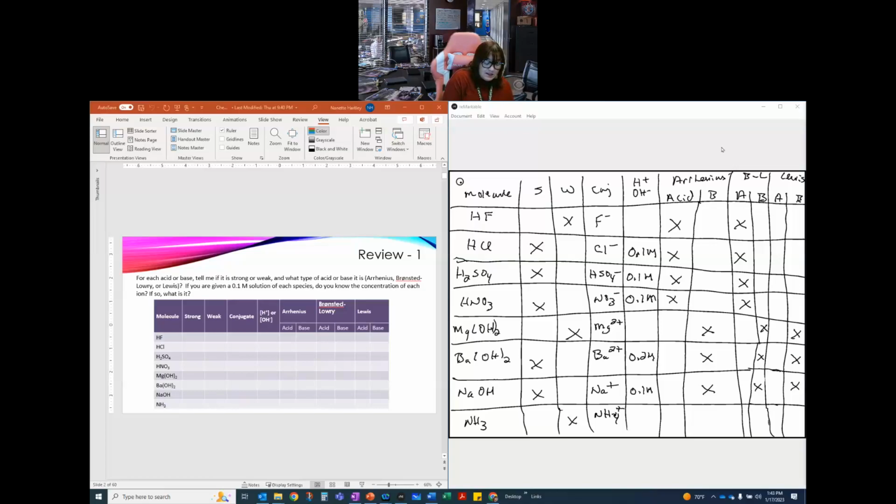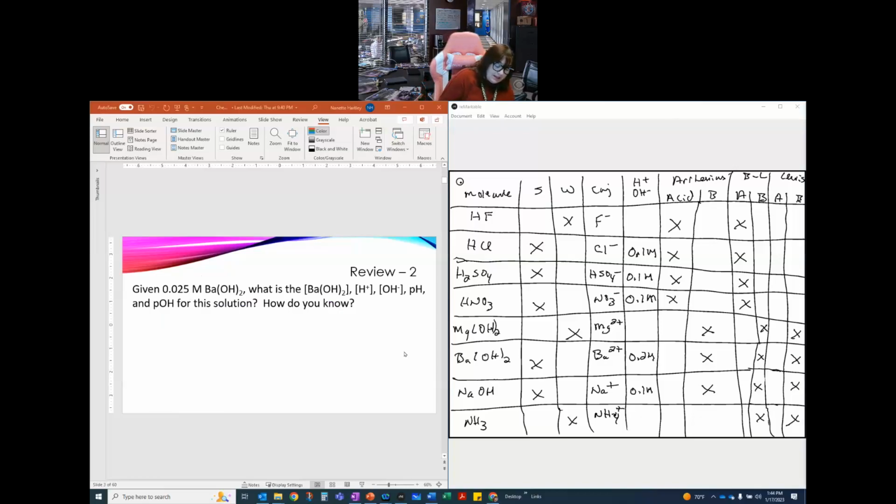Is it an Arrhenius base? Did it donate an OH minus? No, it did not. Is it a Bronsted-Lowry base? Can it accept a proton? Yes, it can. Is it a Lewis base? Absolutely it is, because it can donate the nitrogen's lone pair. So yes, that is true. Okay, now like I said, you would see one of these. There you go. All right. Okay, so that's my table.